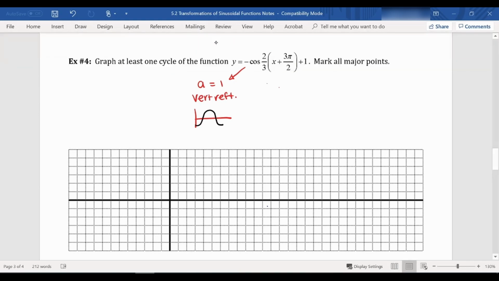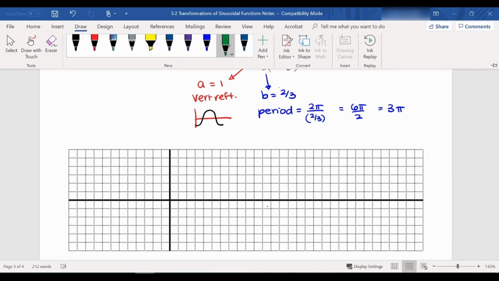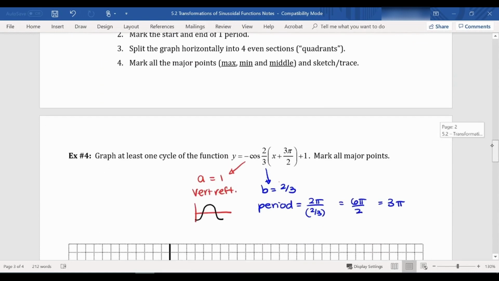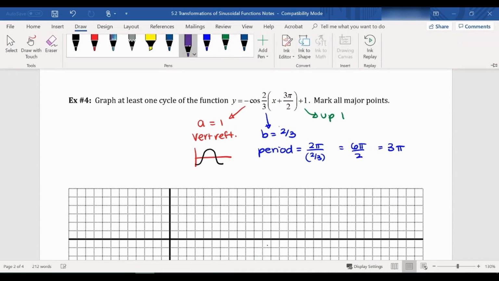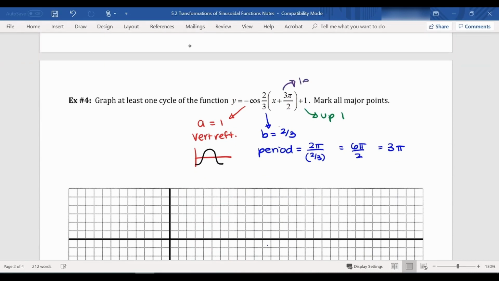Okay. We have a b value of 2 over 3. So we can find our period is 2 pi over b, which is 2 pi over 2 over 3. So this gives us 6 pi over 2, or 3 pi. Okay. We also know that we're moving up 1, and we are moving left 3 pi over 2.